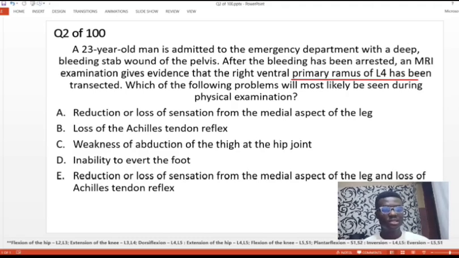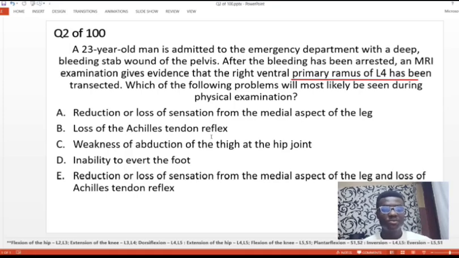So L4 is the major source of the cutaneous sensation that the saphenous nerve provides to those regions, that is the medial aspect of the leg and the dorsum of the foot. Having said this, we can easily rule out some options here. Option B is loss of Achilles tendon reflex. The Achilles tendon reflex is majorly controlled by the S1 and S2 spinal nerves, predominantly by S1.